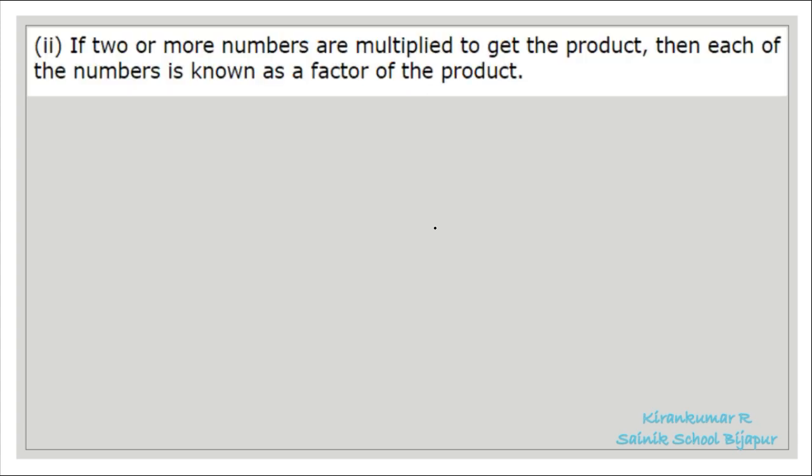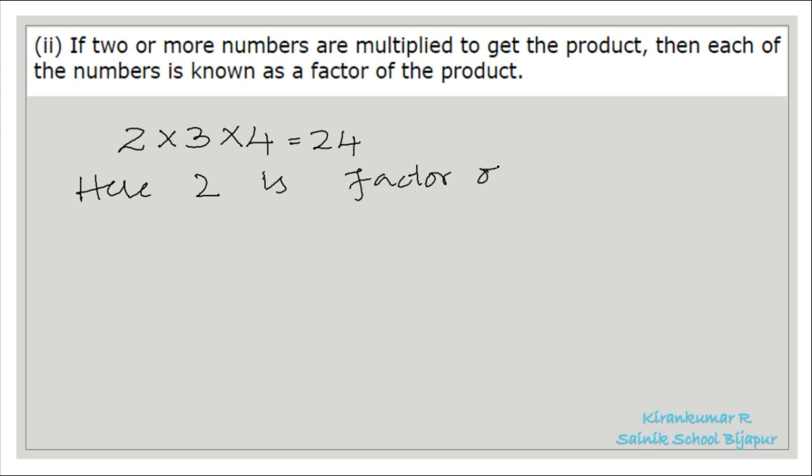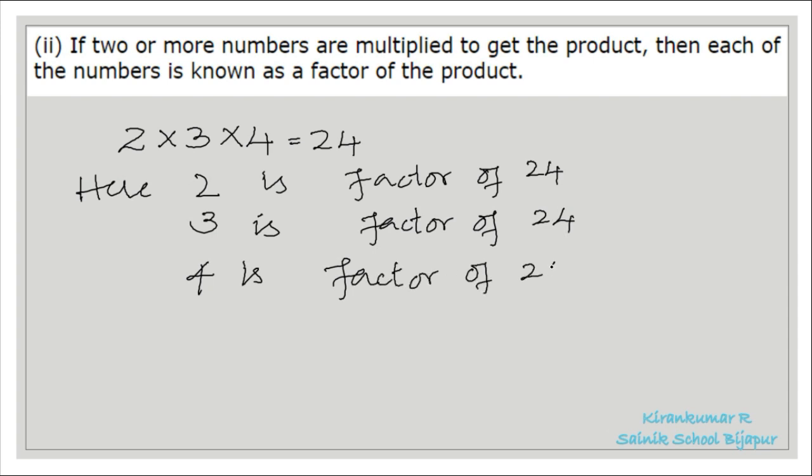Second point to remember, if two or more numbers are multiplied to get the product, then each of the numbers is known as a factor of the product. Say for example, if I multiply 2 with 3 with 4, the result obtained is 24. Here 2 is a factor of 24. 3 is also a factor of 24. At the same time, 4 is also a factor of 24. When a combination of different numbers are multiplied, we get the product, and these numbers which are used for multiplication are the factors of the product.